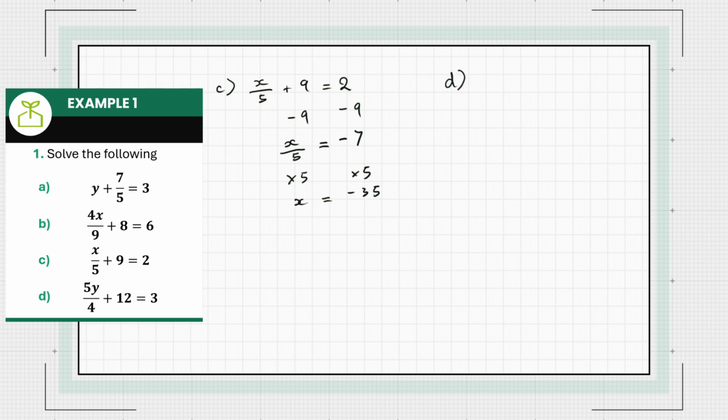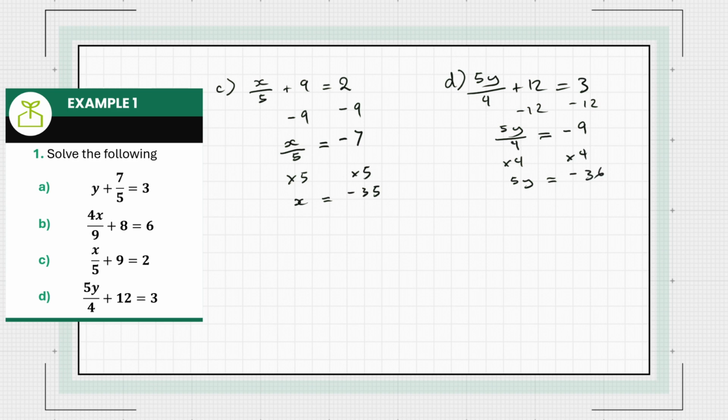For D, we have 5y over 4 plus 12 is equal to 3. Okay, so let's take away 12 from both sides, and we're left with 5y divided by 4 is equal to negative 9. Now, we have to times both sides by 4, and we're left with 5y is equal to 4 times negative 9, which is negative 36.